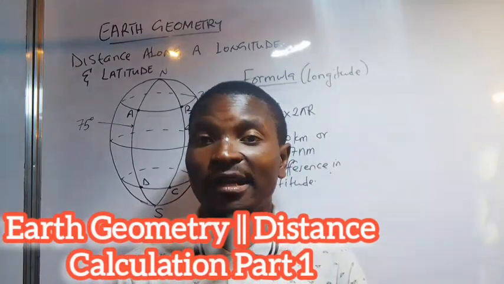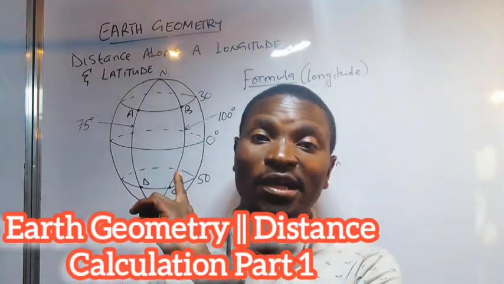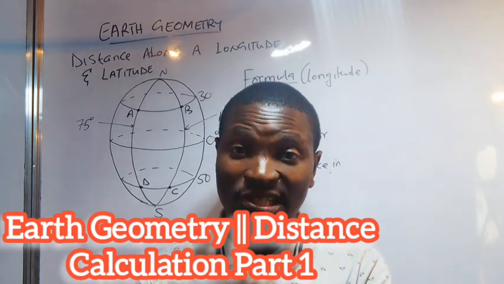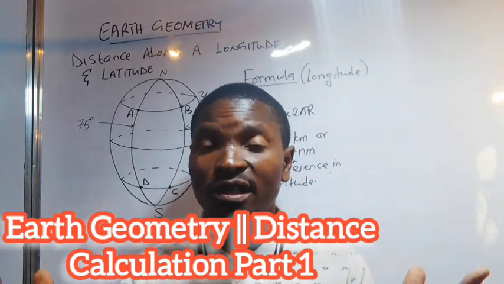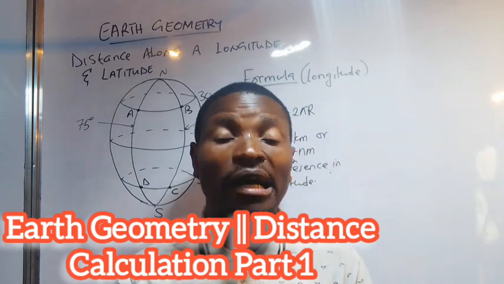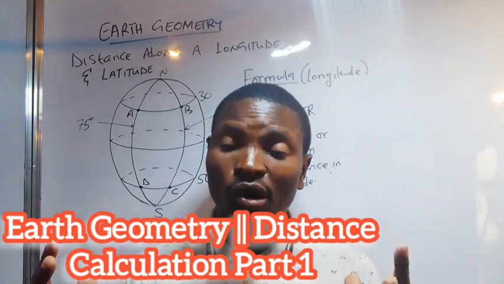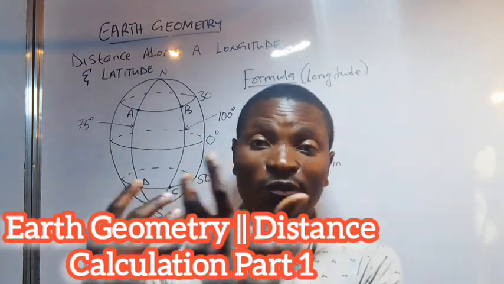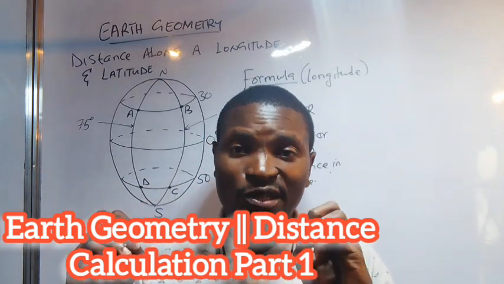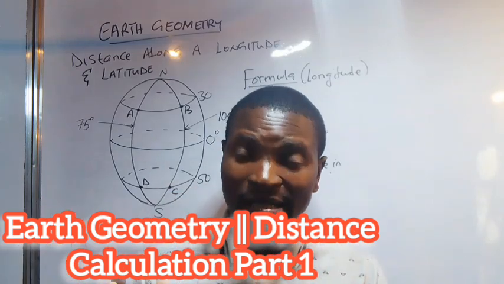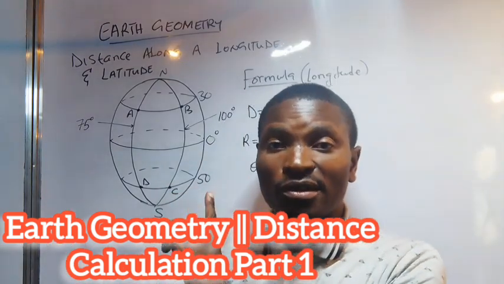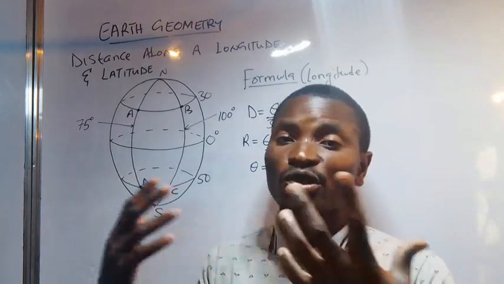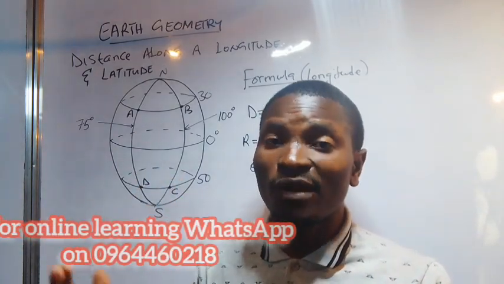Welcome to Vertical Academy, and in today's video we're going to look at earth geometry, and in particular we are going to look at distances between points that are in the same longitude and also distances of points that are in the same latitude. So you have to understand some of the key concepts and the difference between a longitude and a latitude. Now, what you see on the board is we have an imaginary earth that has got lines, or should you just say grids of lines.